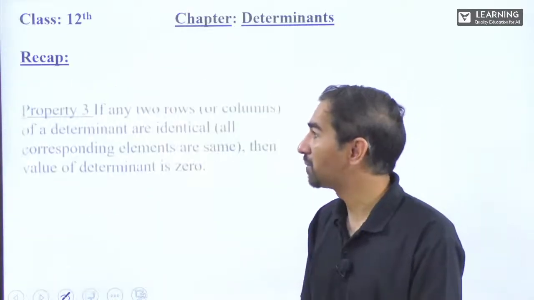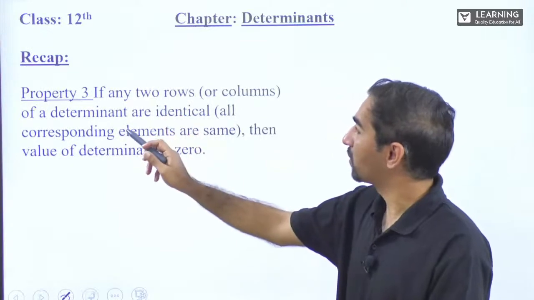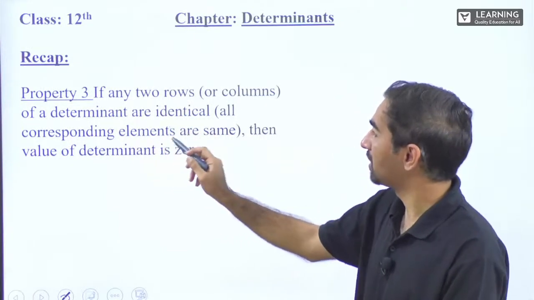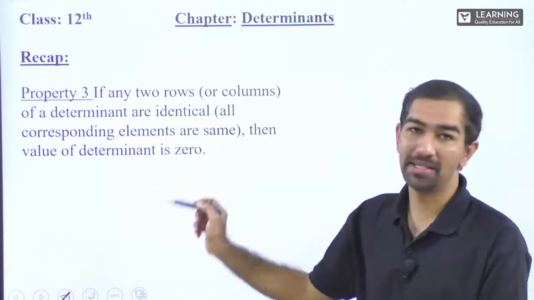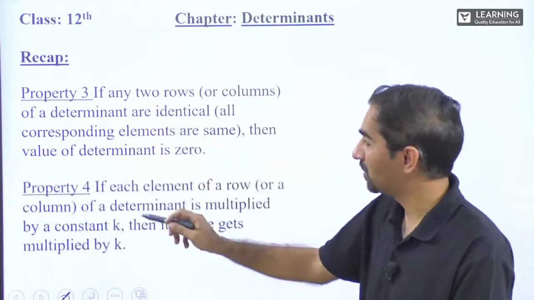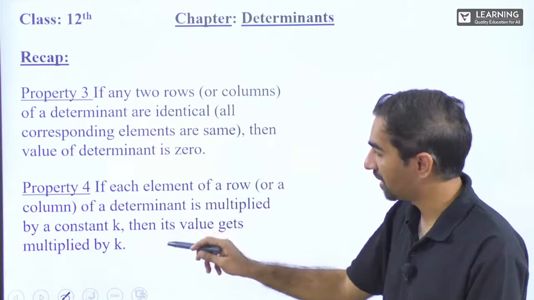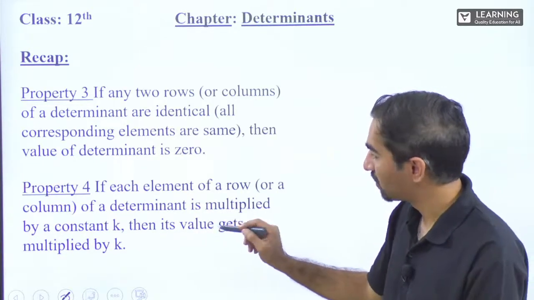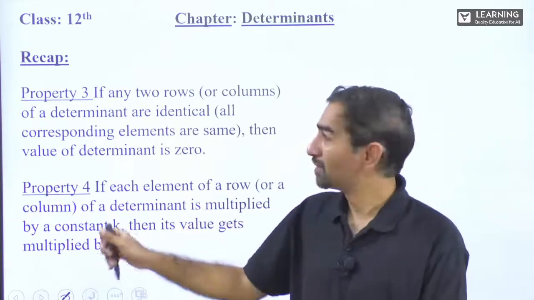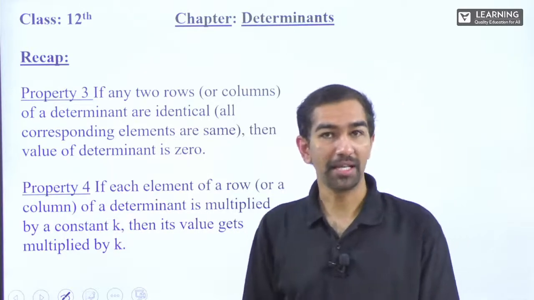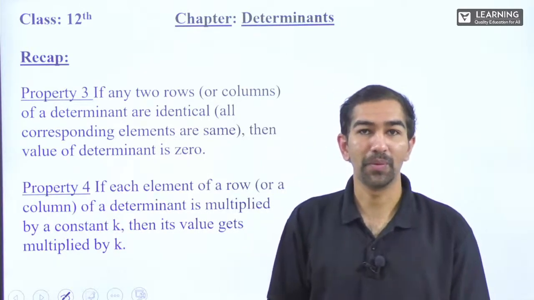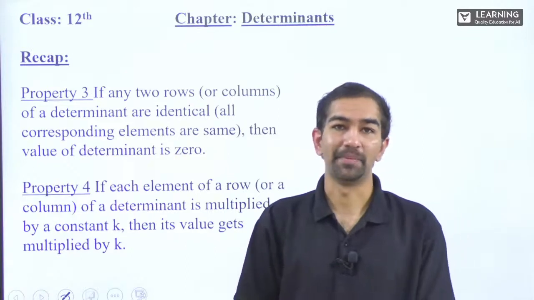Next, property 3, if any two rows or columns are identical, all the corresponding elements are the same, then the value of the determinant is 0. Okay, we have proved this also. Property 4, if each element of a row of a determinant is multiplied by a constant k, then its value gets multiplied by k. So these are the 4 properties which we had seen in our previous class, and we have also proved each and every property with an example.